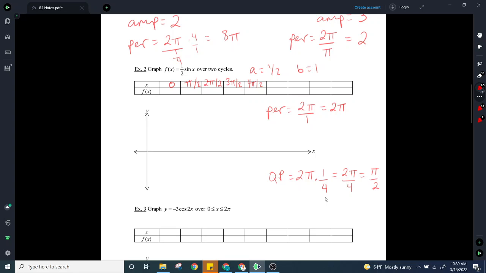So I'm going to keep going. Add another pi over 2 puts me at 5 pi over 2. Add another pi over 2 puts me at 6 pi over 2. Add another pi over 2 puts me at 7 pi over 2, and then finally 8 pi over 2.